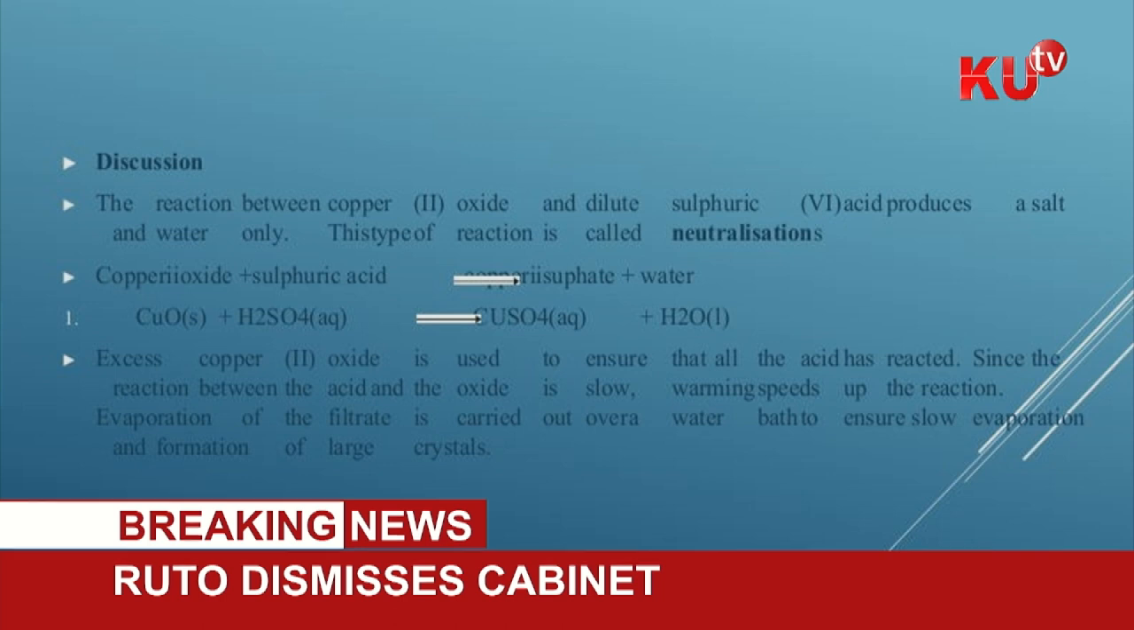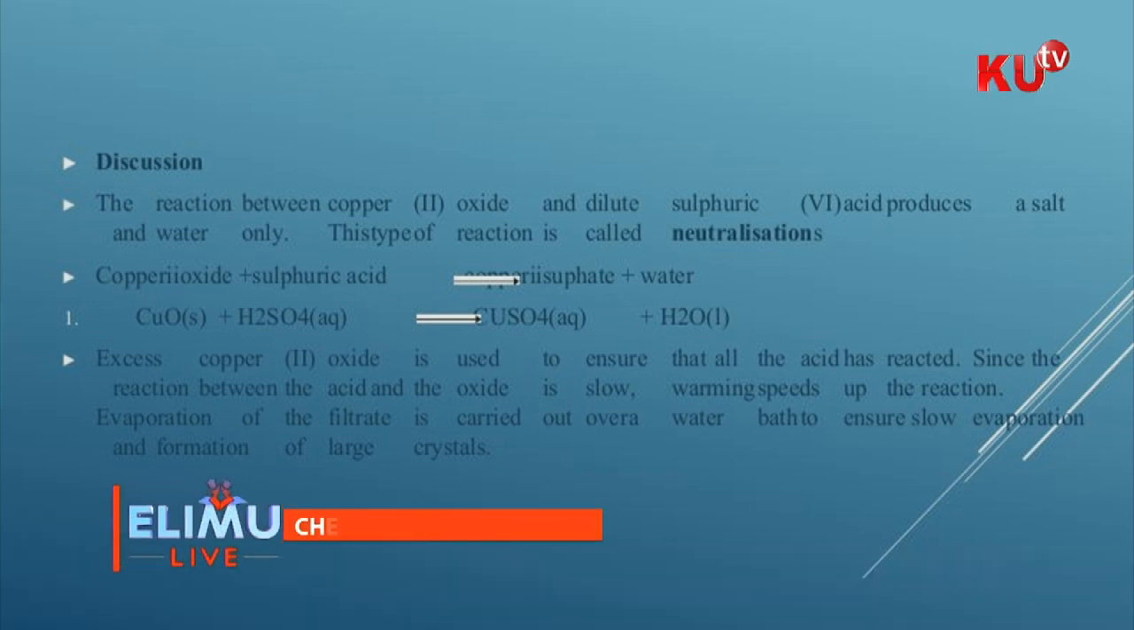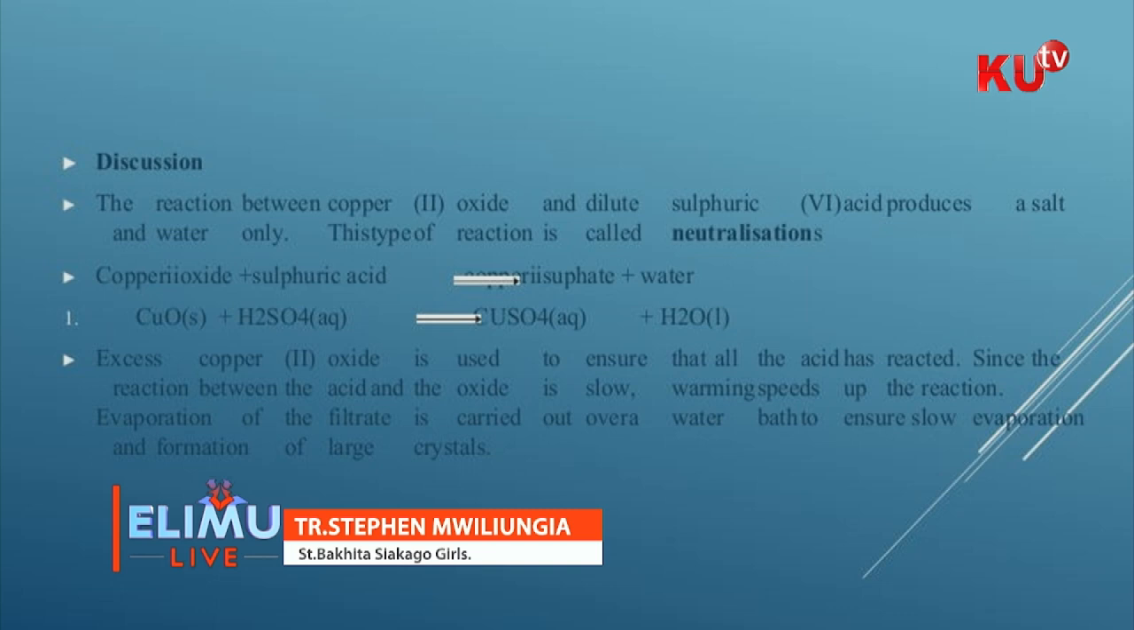Remember, the reaction between the acid and the oxide is a little bit slow. Also, we warm the acid to speed up the rate of reaction. For an oxide such as copper 2 oxide, the reaction is a little bit slow, but to speed it up, we warm the acid before you add the copper 2 oxide.